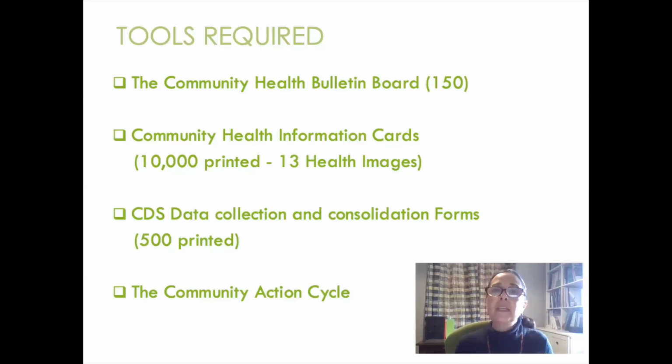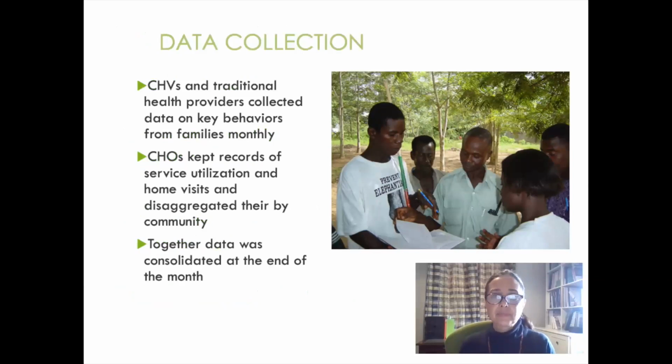for the community health teams to get organized and to meet monthly and to analyze and to make plans around this health data. Data collection process was the following. Community health volunteers and traditional health providers collected data on the key behaviors at the community level from families. Community health officers kept records of service utilization and home visits and disaggregated it by the number of communities that they were covering. And on a monthly basis, this data was consolidated together.